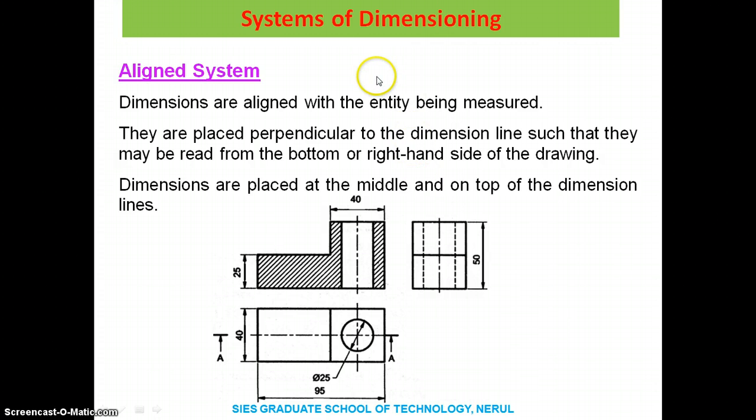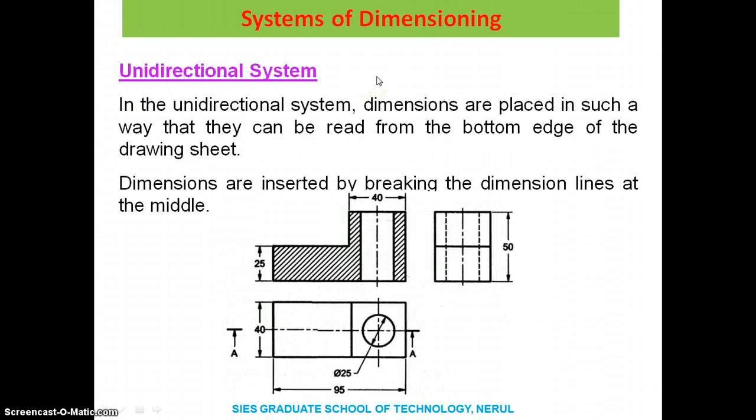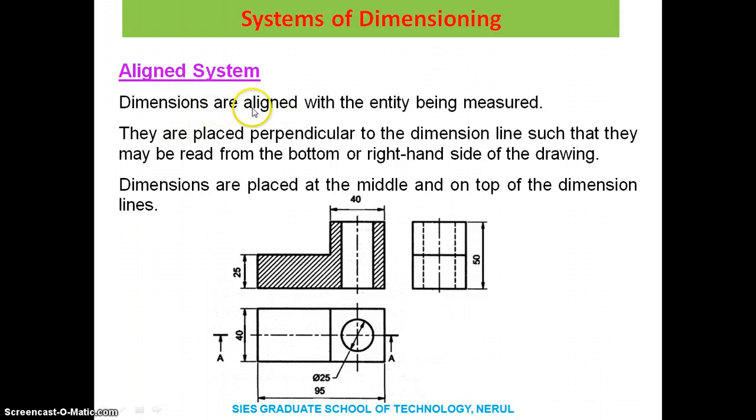There are two systems of dimensioning: aligned system and unidirectional system. In aligned system, all the dimensions are aligned with the entity being measured. As you can see here, this is the outline, this is the dimension line, this is the dimension. They are placed perpendicular to the dimension line such that they may be read from the bottom or right hand side of the drawing.